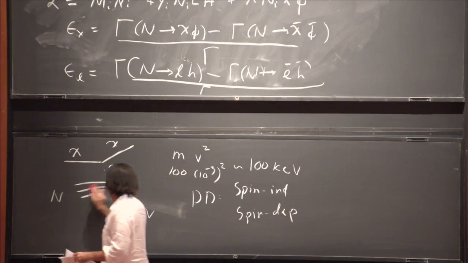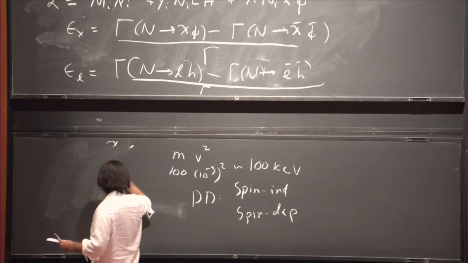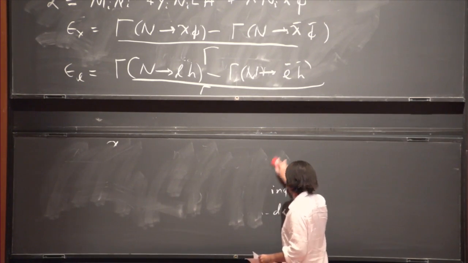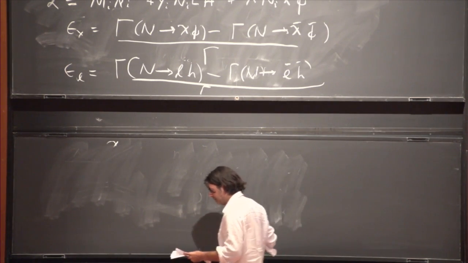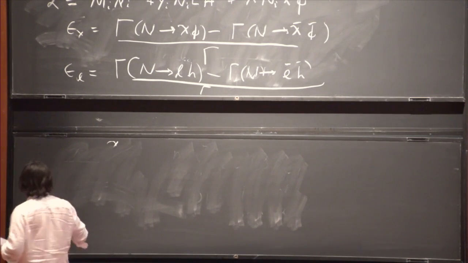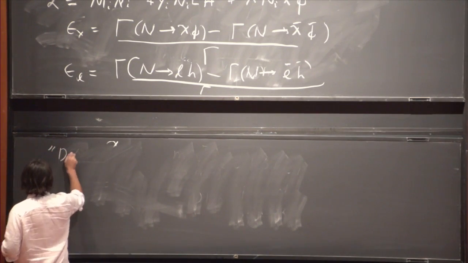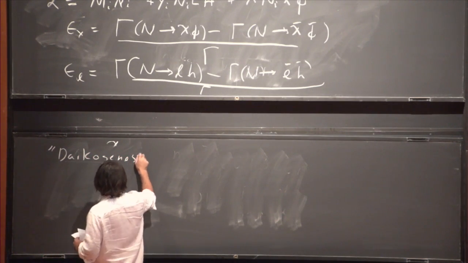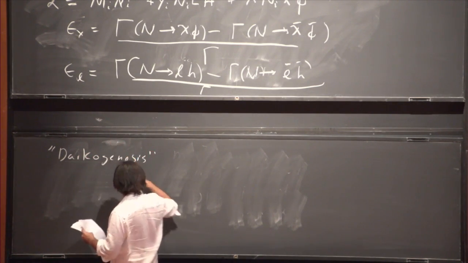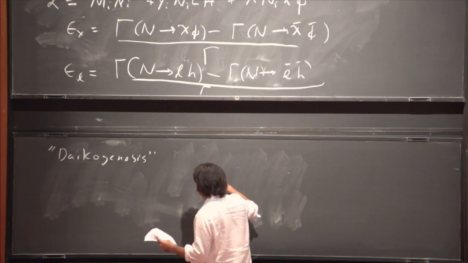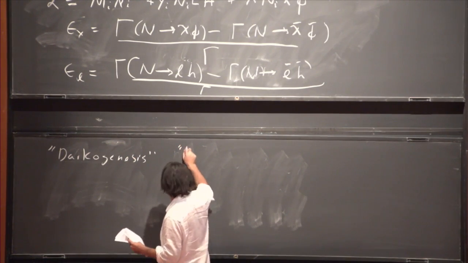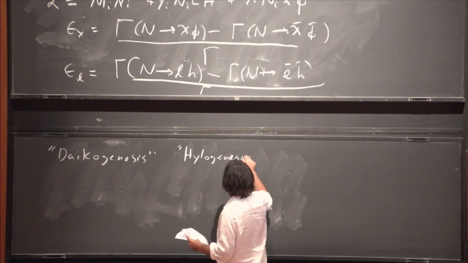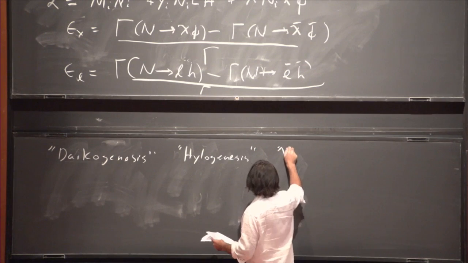Now, there's another possibility which has both physics and PR lessons within it, which is a class of models that go by a bunch of names. One is Darko-genesis, but at basically the same time, you had people come up with names which were Hylogenesis and Exogenesis.